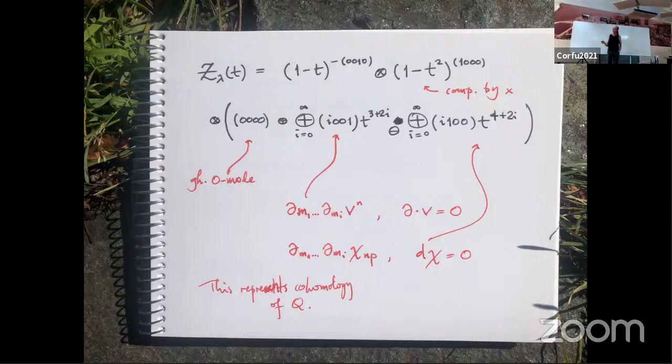This infinite sum organizes in a very nice way. I can interpret it as i derivatives on a vector. This is a vector, and this is the i derivatives. But there is the constraint that I don't have a scalar, otherwise this wouldn't be irreducible. This one is i derivatives on a two form. That's just a series expansion, a derivative expansion. And this factor is really the cohomology of Q. This is the supermultiplet.